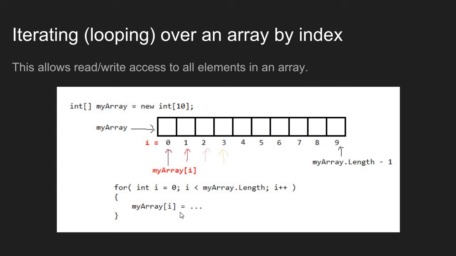To access each individual index, I'm going to use the syntax, the array name, at the index i. And the way this works is when i is 0, I'm pointing to the first location in the array. Then when i is 1, I get the next location. And then i is 2, the next location, and so on. So as my counter-controlled loop is moving down the index, I am accessing one at a time each location in the array. This allows me to read or write a value to each location in an array.